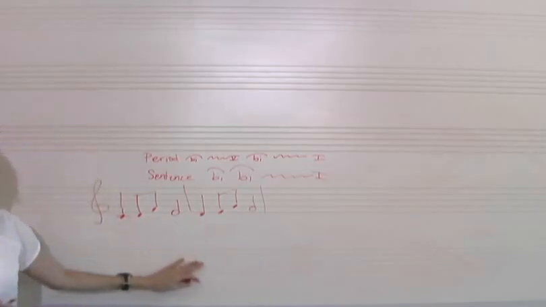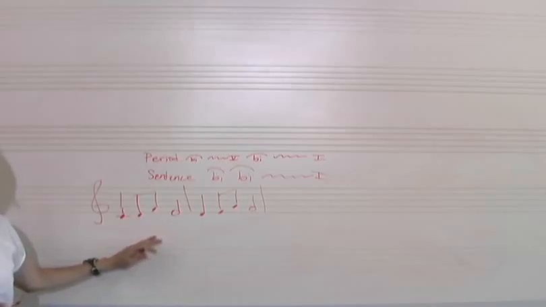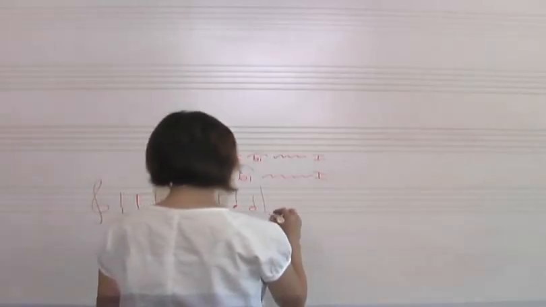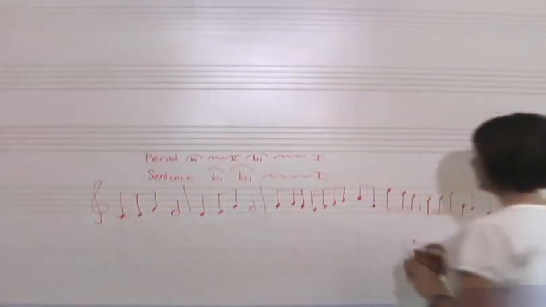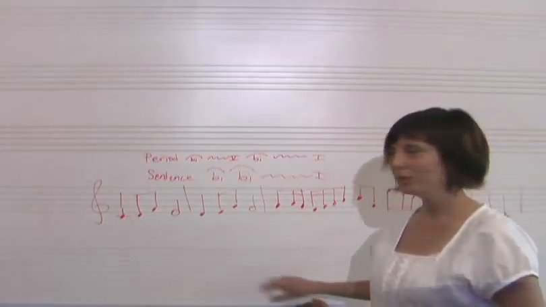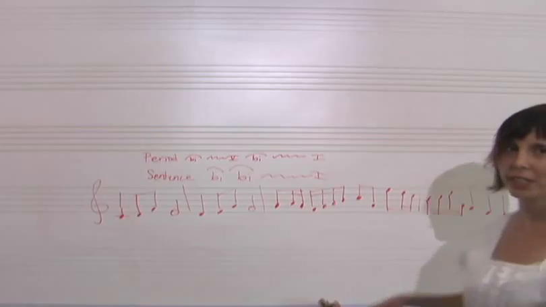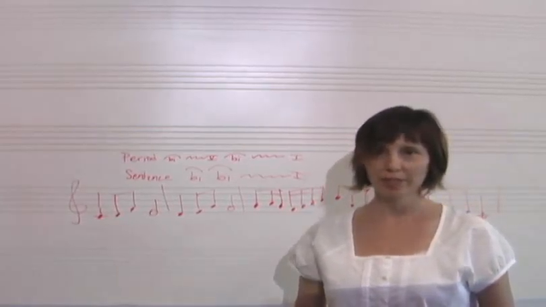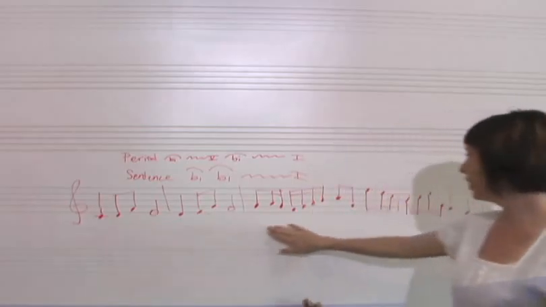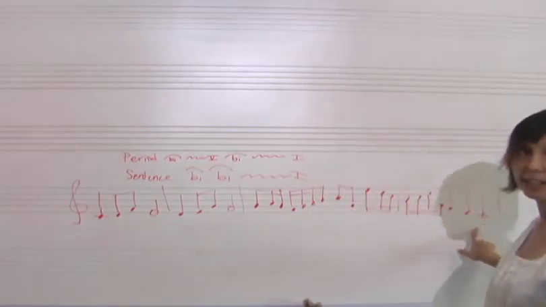Now a sentence could be 8 measures, just like a period, and in fact it probably should be, but we'll just go with a 4-measure sentence. Okay, you can see my rhythm gets much more exciting toward the end. That's typical of a sentence. You can see my basic idea repeats, and then I have more activity and I end on the tonic.